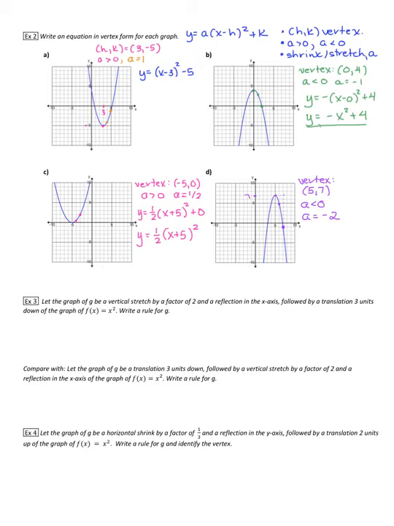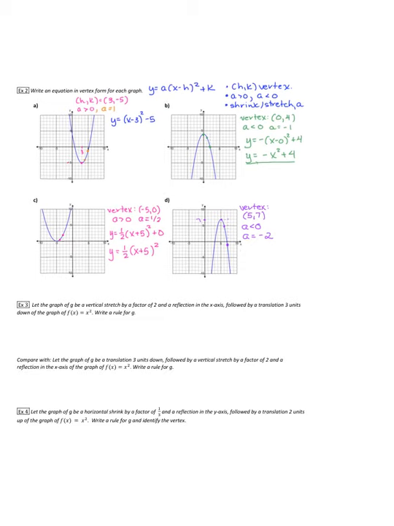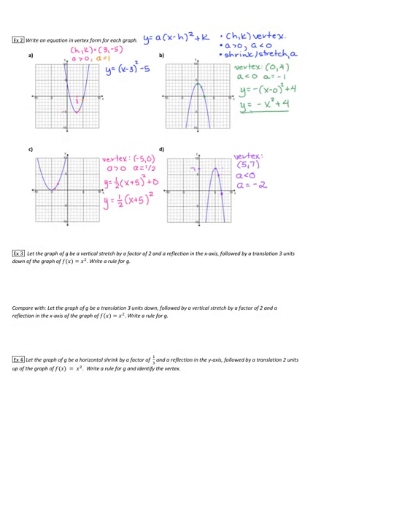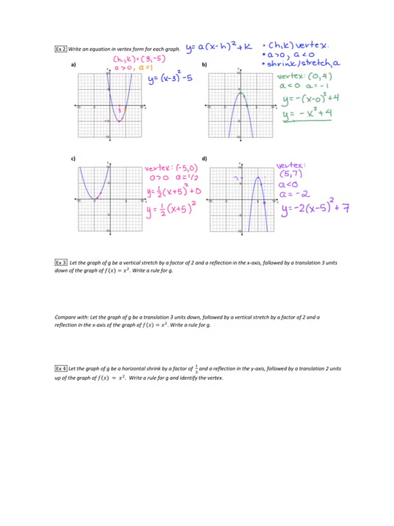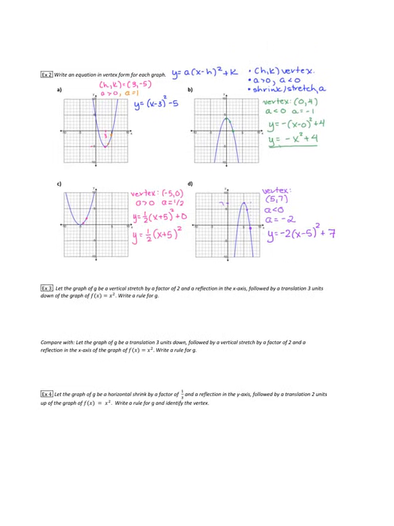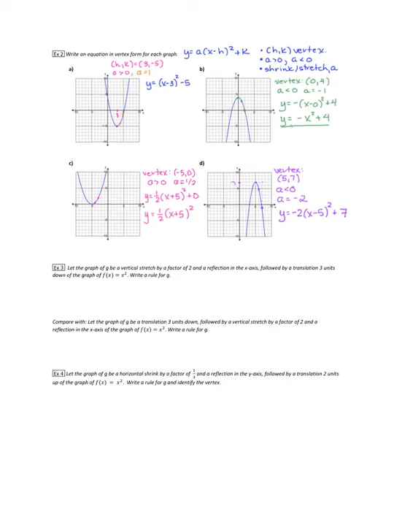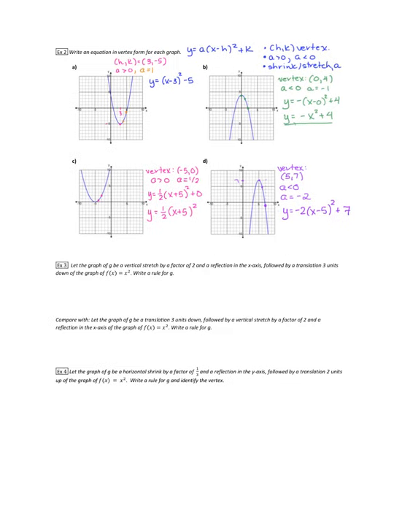So this graph now is going to be, I'm going to write it, my controls are a little bit in the way here, so move this over. y equals negative 2(x minus 5) squared plus 7, because it did shift up 7, and there's no simplifying there. That would be our equation. Okay, now let's see what we can do down here.